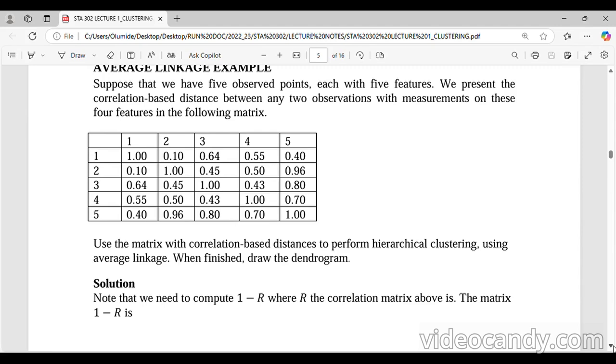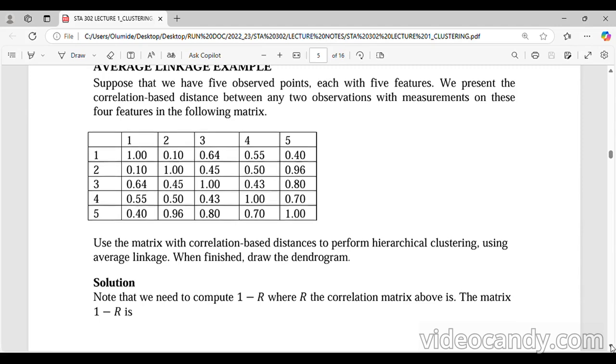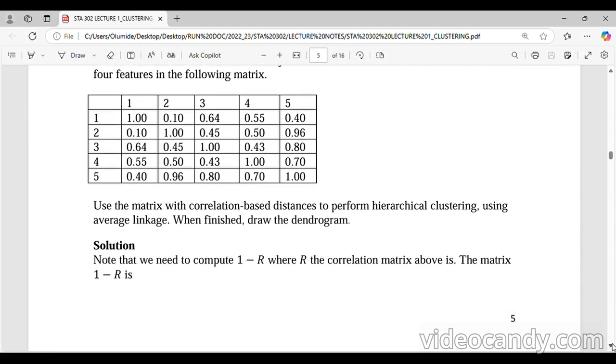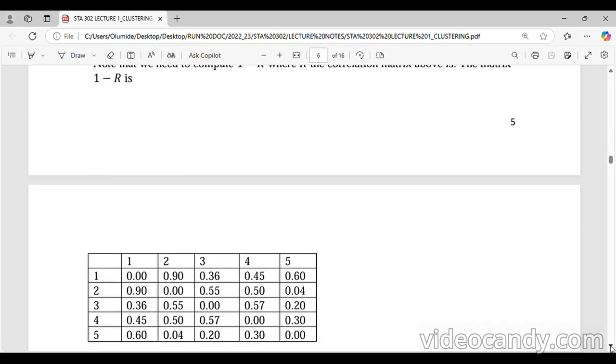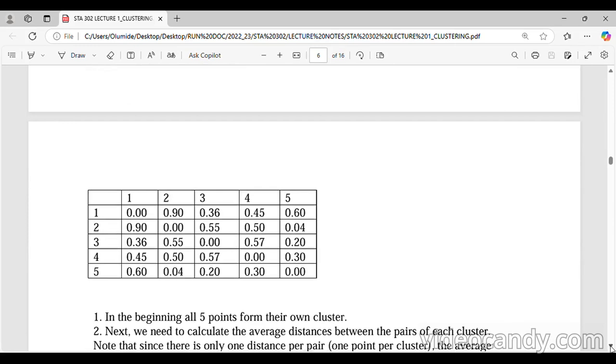So we have the matrix table already provided here. Use the matrix with correlation based distance to perform hierarchical clustering using average linkage, then draw the dendrogram. The first thing we need to do is to compute 1 minus r, where r is our correlation matrix. Having done that, we have this table.